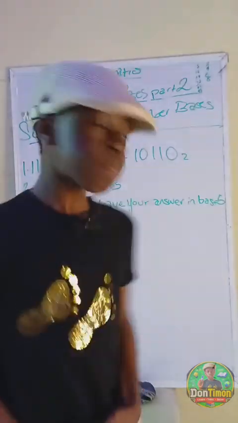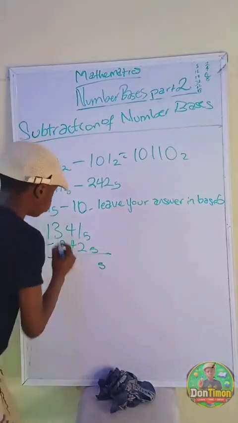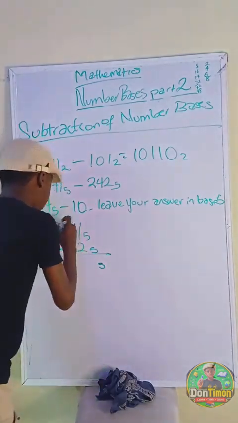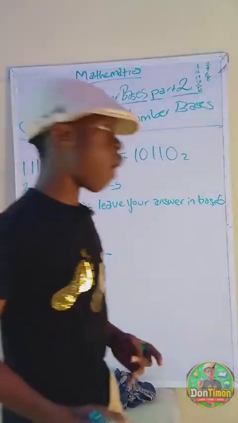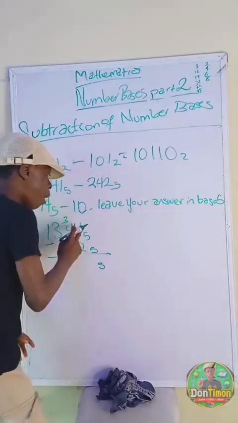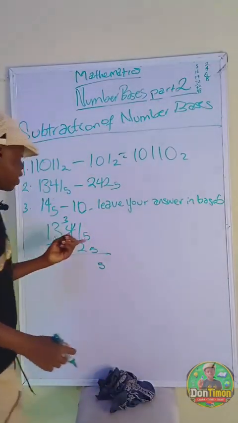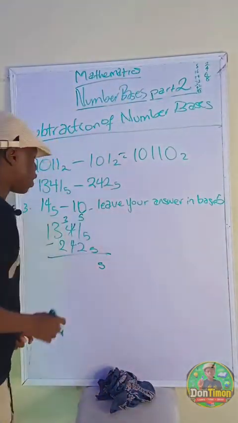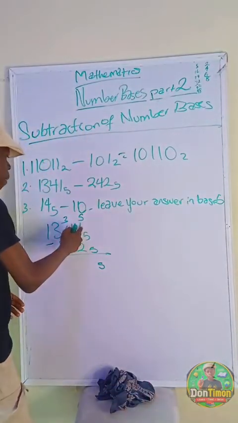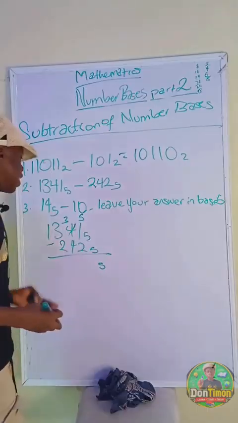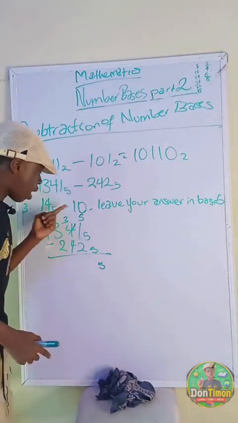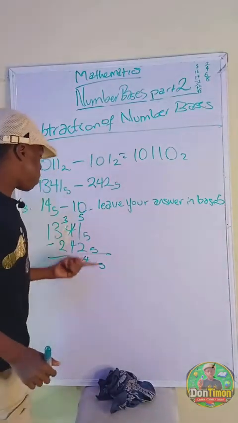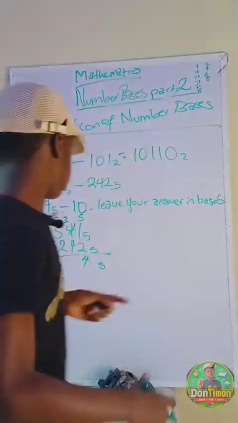1 minus 2, it can't go. We are going to borrow 1 from this 4. That will turn the 4 to 3. And as I said before, the 1 we borrowed here will turn to the base. And since the base is 5, we can put 5 here. This 5 plus this 1 here will be 6. Now, this 6 minus 2 is 4. 4 is lesser than the base. That is why we can write it.